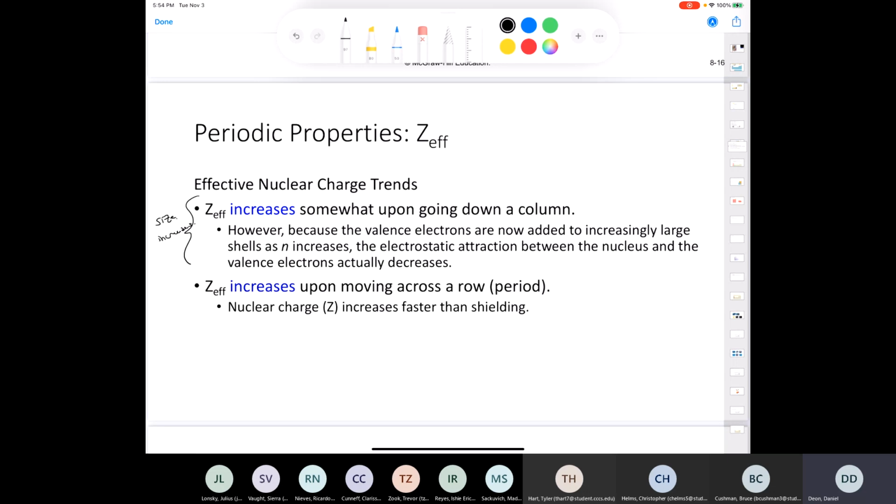Okay, whereas going across a row or a period, the nuclear charge increases faster than the shielding. And so as we go across a period, the number of protons is increasing, but the number of core electrons is not changing, is it? And so the valence electrons are going to be pulled in tighter and tighter and tighter because the nucleus is getting bigger, more positively charged, but you get the same old number of shielding electrons.